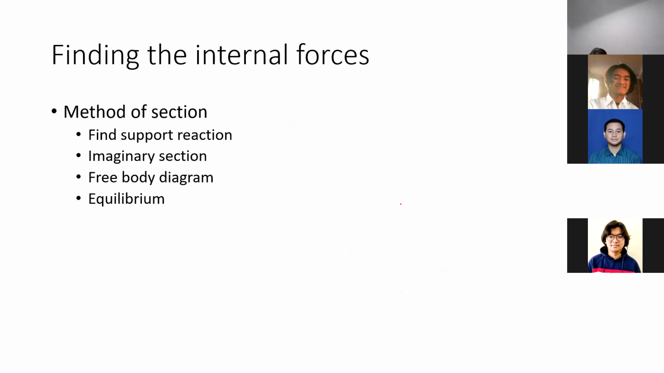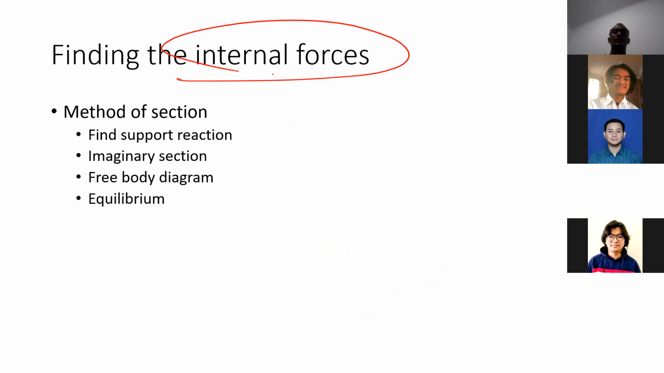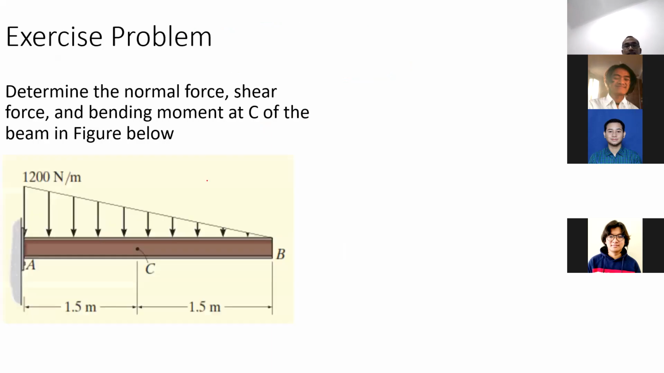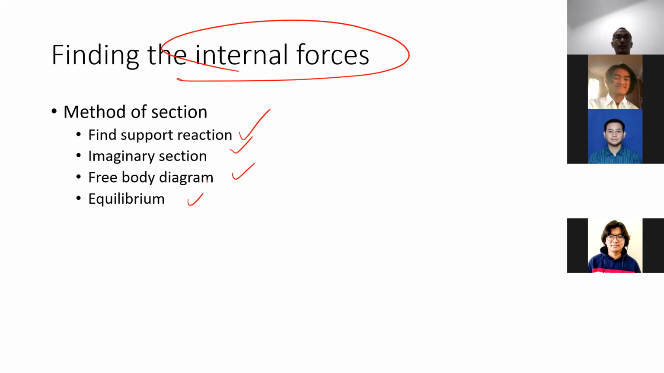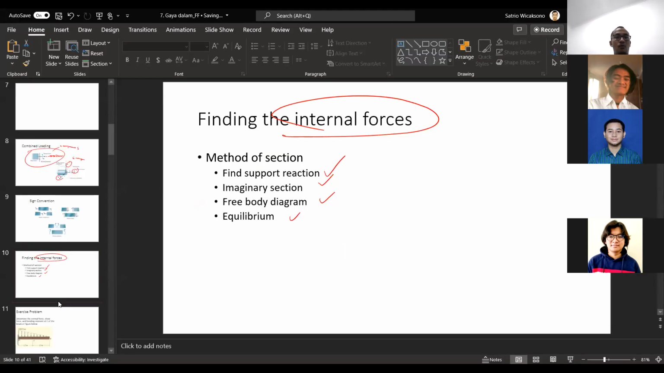Now, the standard operating procedure to get the internal force is actually quite straightforward. Most of the time, you have to find the external support reactions. Then you do the imaginary section. Then you draw the free body diagram of one of the sections and solve it using the equilibrium equations. I will start with a simple example on how to implement this standard operating procedure.